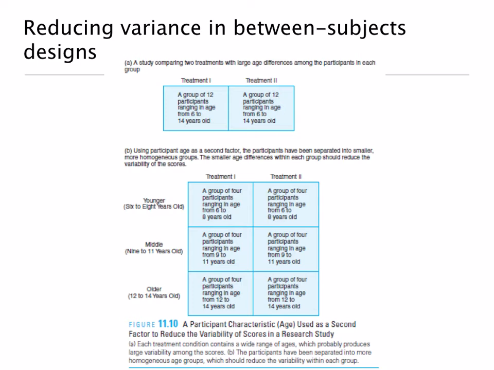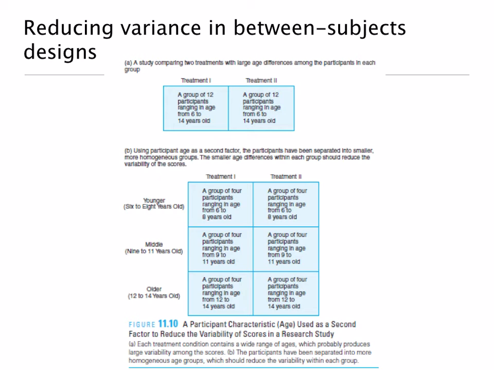So originally, a study may have looked at 2 large age groups that had a lot of variability, looking at people between 6 to 14 years old. If you think about a 6-year-old and a 14-year-old, that's a big difference, and everything in between. And so whatever their treatment is, any differences that they get may really just be this between group variability.